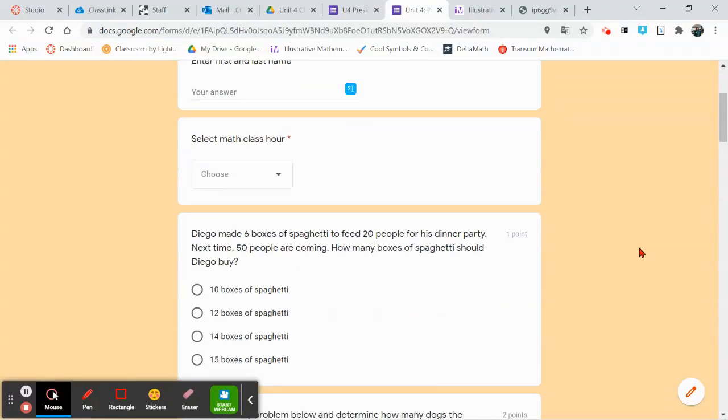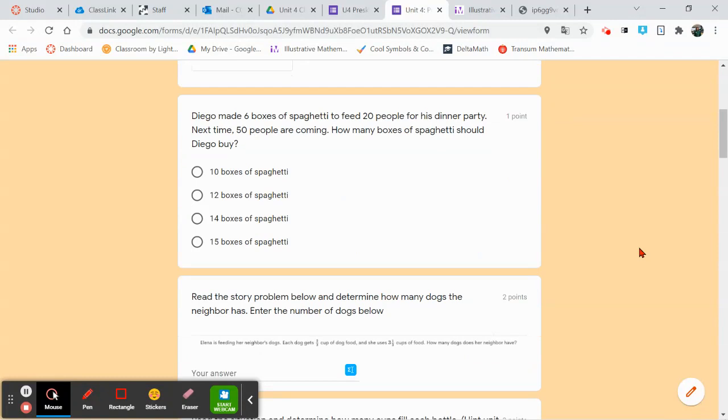All right. Let's go to the first problem. Diego made 6 boxes of spaghetti to feed 20 people for his dinner party. Next time, 50 people are coming. How many boxes of spaghetti should Diego buy? Okay, we need to know how many boxes he needs to buy for 50 people. Well, the first thing we need to know is a unit rate. How many boxes per person?